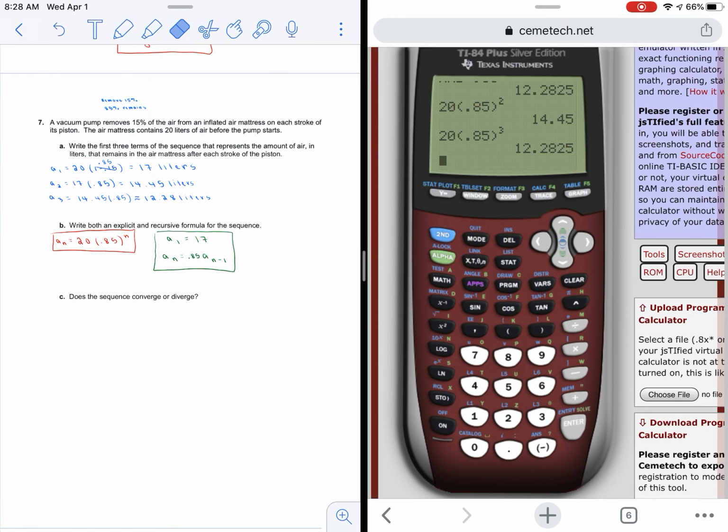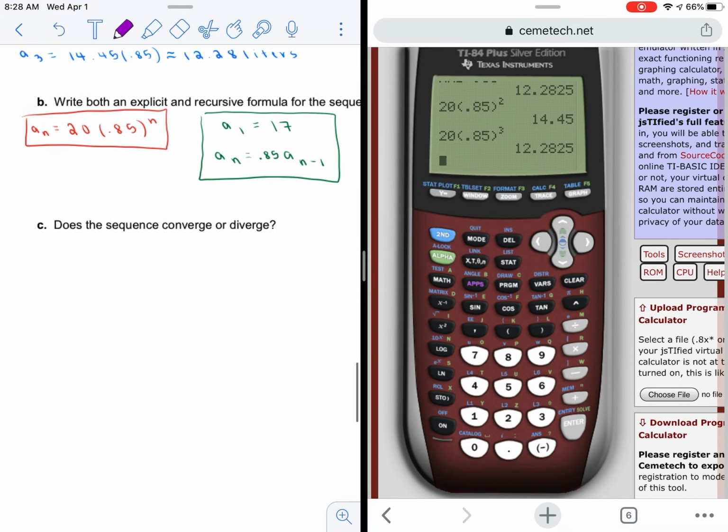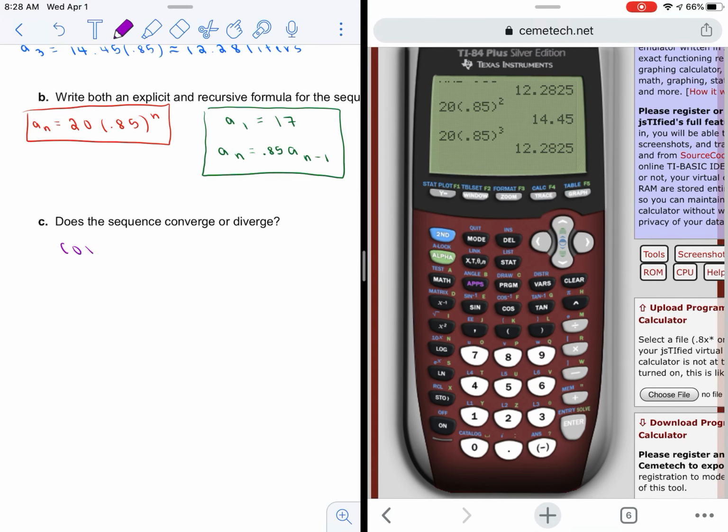Now, is this going to converge or diverge? Well, eventually this number is going to get very, very close to 0, and you're going to see that the air mattress is eventually going to deflate. Now, will it equal 0? Mathematically speaking, no. But we will see that this will converge to 0.